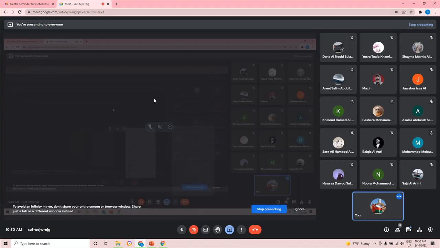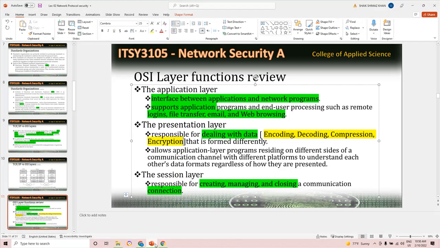Similarly, in the middle, if there is a power failure or a network issue, my system would automatically try to connect with Google Meet. Similarly, your system also would try to connect with Google Meet automatically. So this is the job of the session layer: creating, managing, and closing the connection.